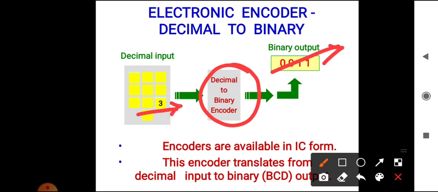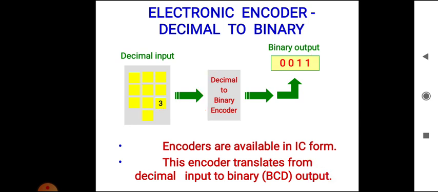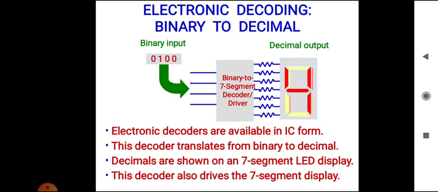Decimal to binary. These encoders are available in IC form, integrated chips. What is the function of an encoder? It converts decimal to binary.